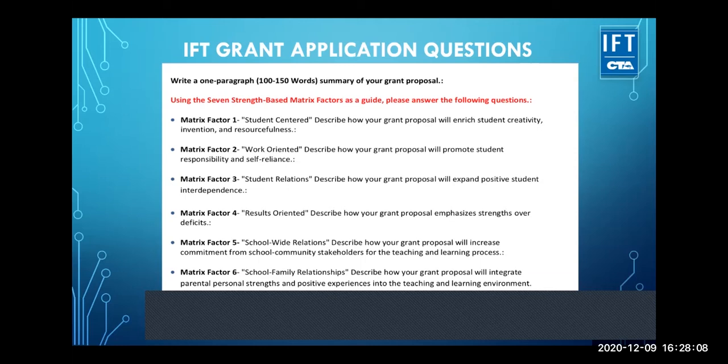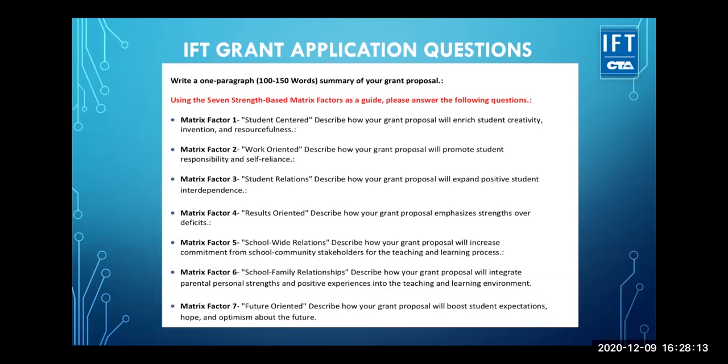That's pretty straightforward. Now, the second one, work-oriented: describe how your grant proposal will promote student responsibility and self-reliance. So really, how is your proposal going to help students build that independence? How is that going to help them build their individual skills? How is that going to help teach them responsibility so that they can learn to rely on themselves? That's what work-oriented is. So what is that work going to look like that's going to help them do that? What is that proposal going to entail?